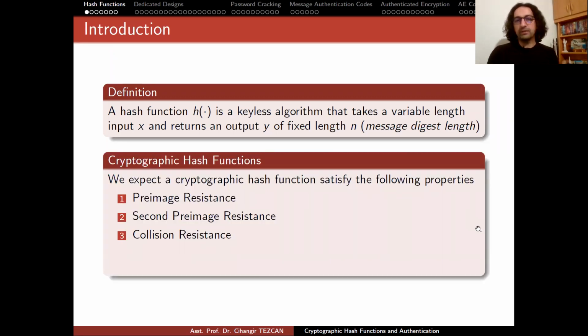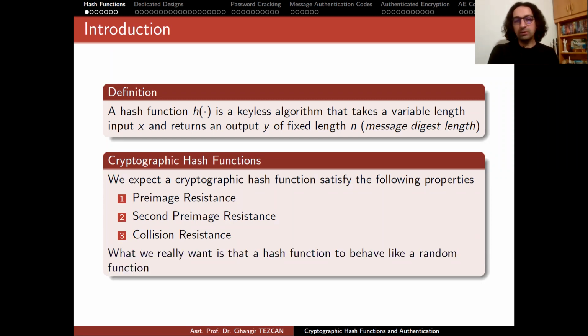But this is a definition for a generic hash function. In order for it to be a cryptographic hash function, we require it to have some special properties. These properties are called preimage resistance, second preimage resistance, and collision resistance. In a minute, we will see what these are and why we need them. I will try to give a few examples of why we need such properties.